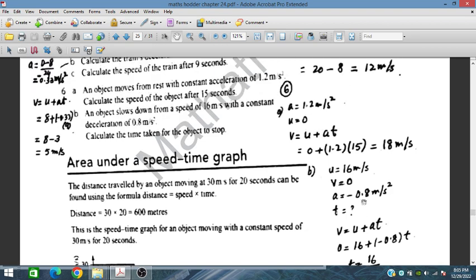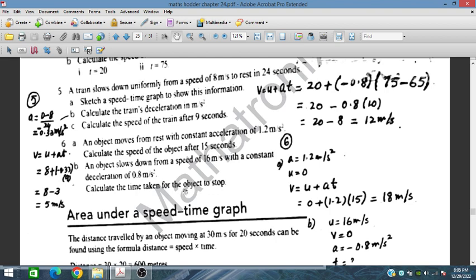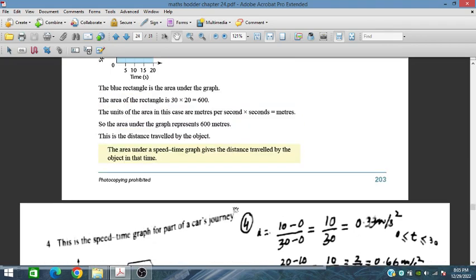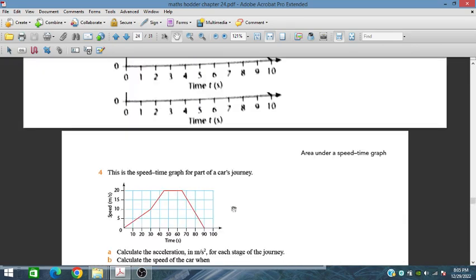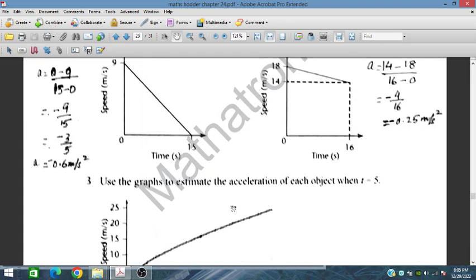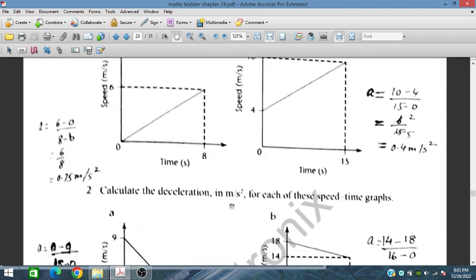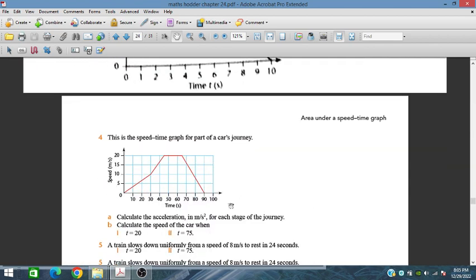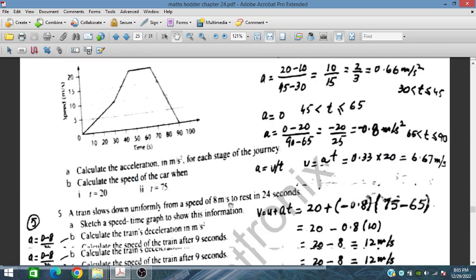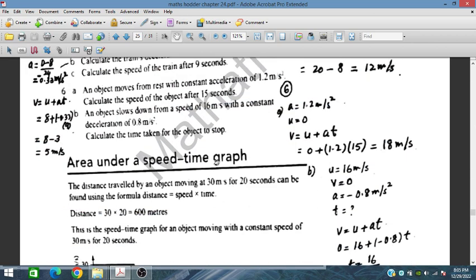So this is question number 6. In the next session, we will discuss the area under a speed-time graph. That is topic 24.5. So in the next session we will discuss the area under a speed-time graph.